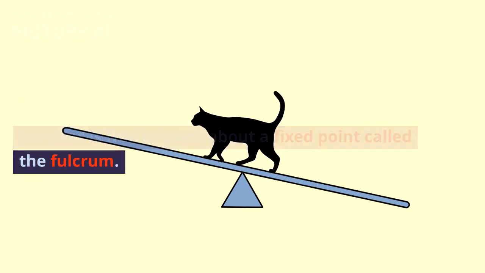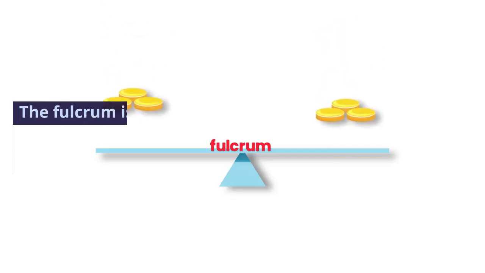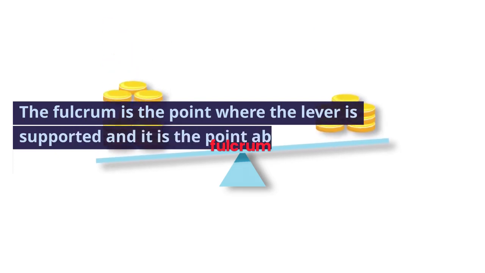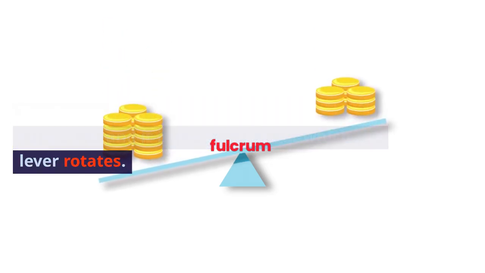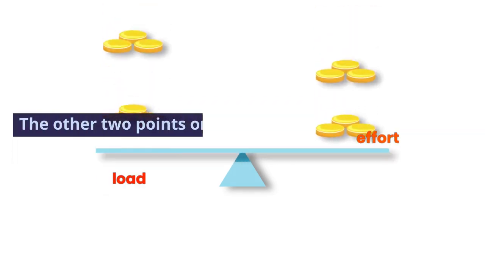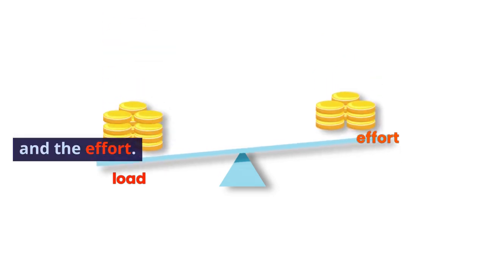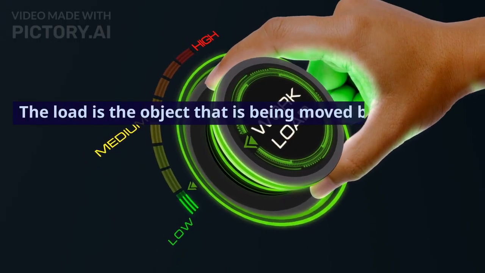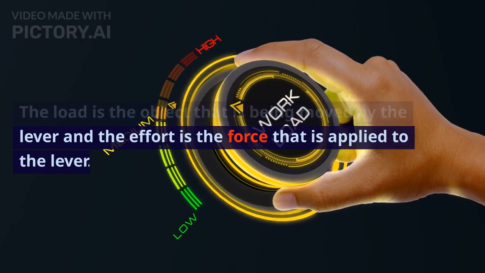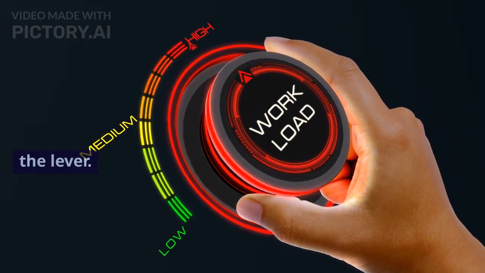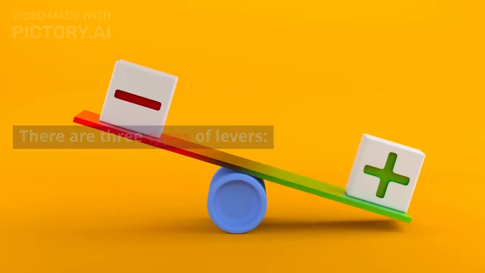A lever is a simple machine that consists of a rigid bar that is free to pivot about a fixed point called the fulcrum. The fulcrum is the point where the lever is supported, and it is the point about which the lever rotates. The other 2 points on the lever are the load and the effort. The load is the object that is being moved by the lever, and the effort is the force that is applied to the lever. There are 3 types of levers.